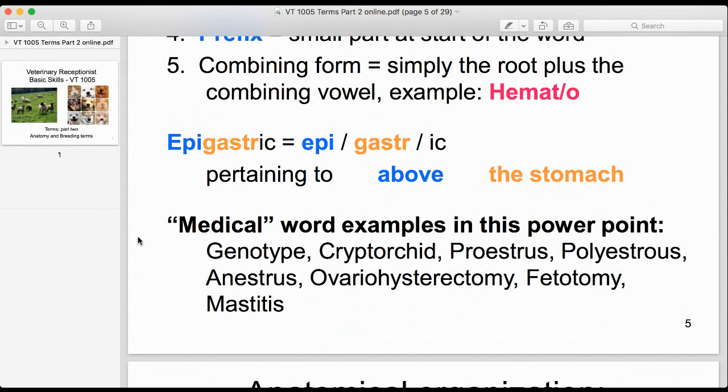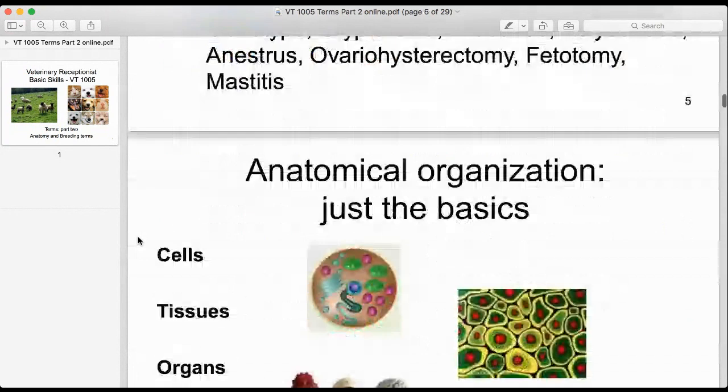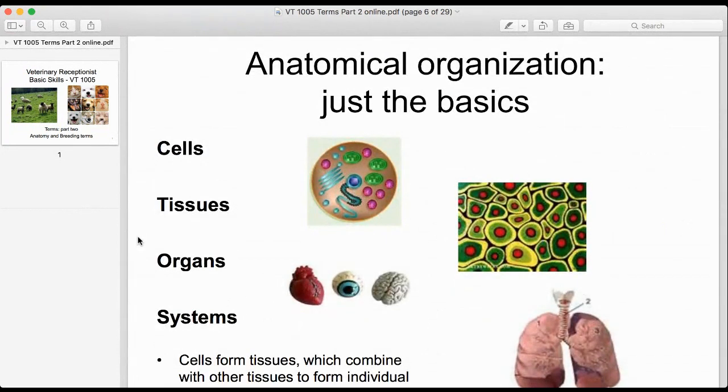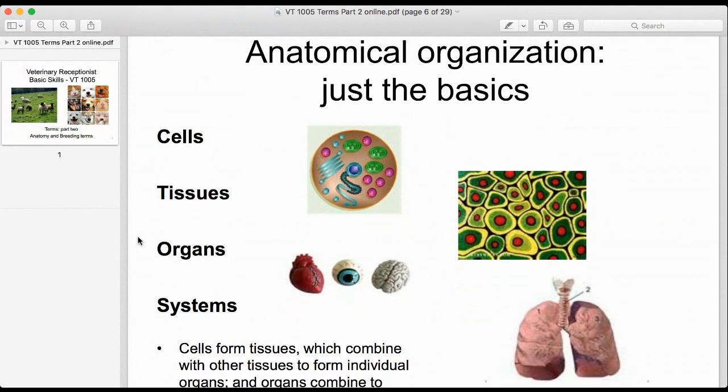Genotype, cryptorchid, proestrus, polyestrus, anestrus, ovariohysterectomy, fetotomy, and mastitis. We'll explore what those words really mean. Now we start our little brief study in about 10 slides on anatomy. Again, this is not an anatomy class. And I actually don't break down cells, but just to set a couple of anatomical organization basics.